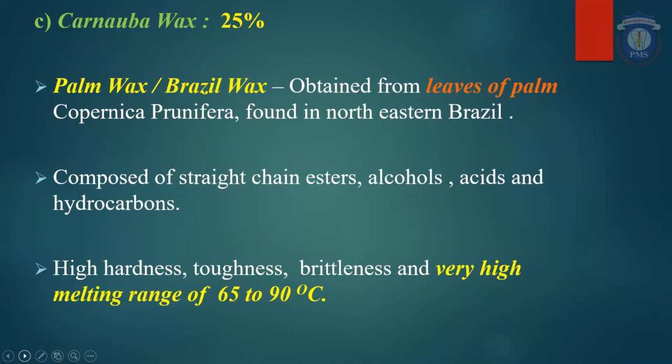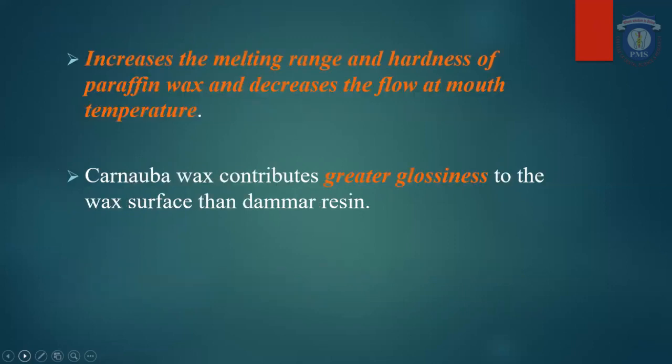Okay. Now the main function of this carnauba wax, and also the next wax I am going to mention, that is candelilla wax, is the high hardness, toughness, brittleness, and the last point, very high melting range of 65 to 90 degrees Celsius. Okay. That mainly increases the melting range and the hardness of paraffin wax and decreases the flow at mouth temperature, especially when it is used in the direct technique. Direct technique I shall be explaining in detail later.